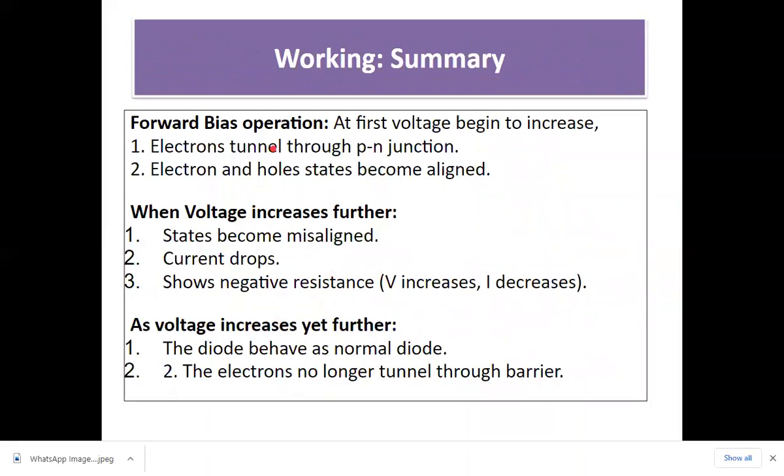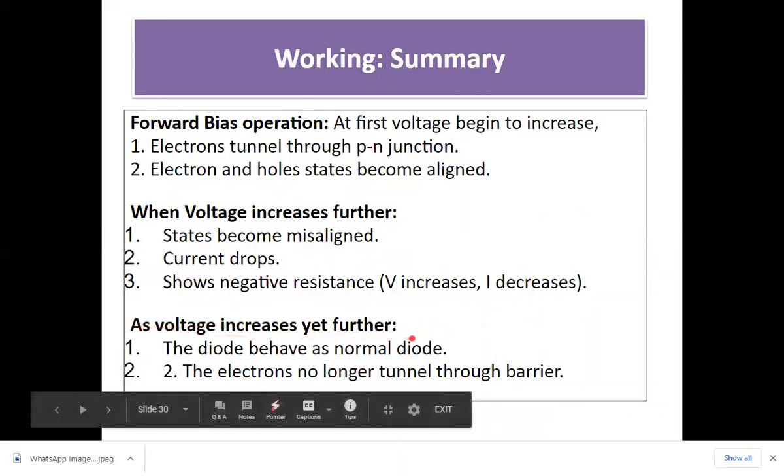Now, if we summarize the working of tunnel diode, we can say in forward bias operation, at first, voltage begins to increase. Electrons tunnel through PN junction. Electron and hole states become aligned. When voltage increases further, states become misaligned. So current drops. It shows negative resistance. V increases, I decreases. As voltage increases yet further, the diode behaves as a normal diode. The electrons no longer tunnel through the barrier.